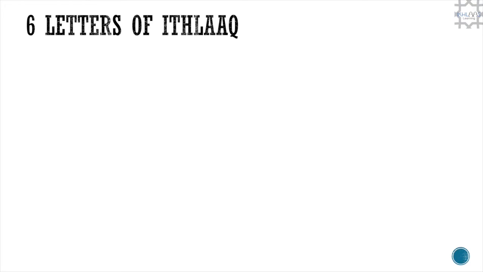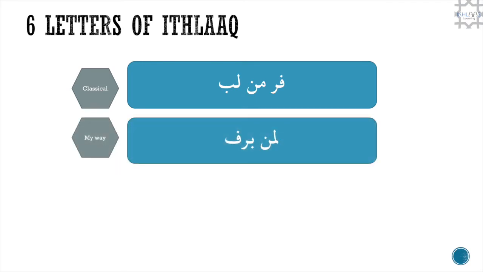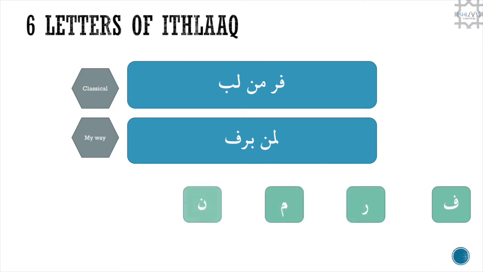There are 6 letters of idlaq, and 2 ways of remembering these letters. One way is fir min lub, and the easy way for many students is lemon baraf. The letters are fa, ra, mim, noon, lam and ba: fir min lub or lemon baraf.